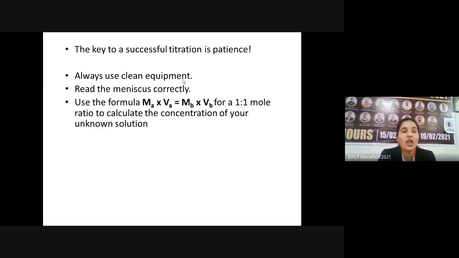And read the meniscus very carefully. For example, for colored solutions, we always use the upper meniscus, and for colorless solutions, we always use the lower meniscus.